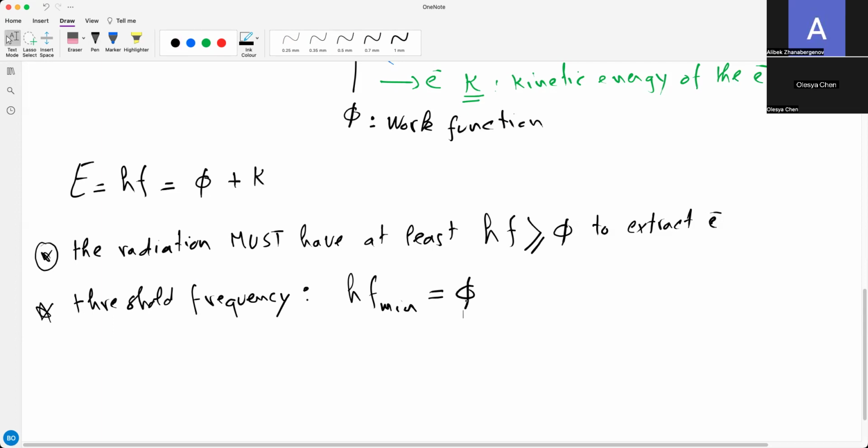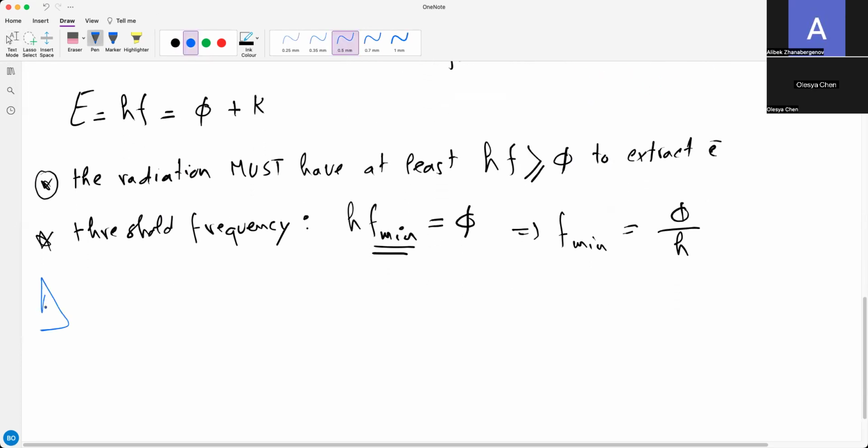phi. For example, if I give you the work function of silver is, I don't know, 4.1 electron volt, what is the minimum frequency, or the threshold frequency, for silver? Then you have to find this quantity, which means the minimum frequency must be equal to phi divided by h. Any questions? Now, here I want to mention something very important.